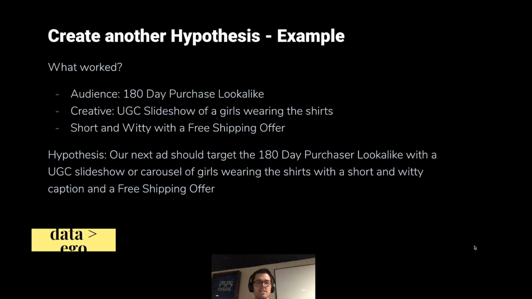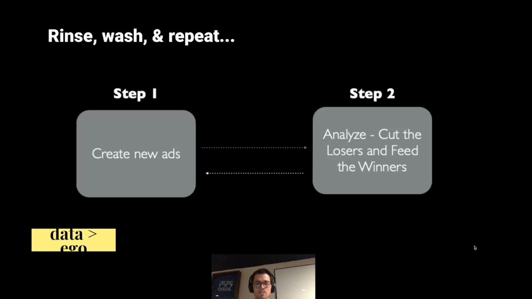That audience again, and if you have been around for a little while and your pixel has been on your website for a little while, a 180-day purchase lookalike should be a good audience for you. That audience worked for this ad. Creative: user-generated content slideshow of girls wearing the shirts, and then the copy was short and witty with a free shipping offer. So our hypothesis is just use that same audience with a user-generated slideshow or carousel of girls wearing the shirts with a short and witty caption and a free shipping offer.